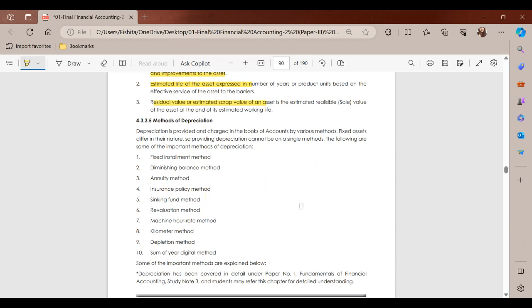जो आपके पास मेथड्स हैं उसमें some of the important methods of depreciation following are: फिक्स इंस्टॉलमेंट, इंस्टॉलमेंट अमाउंट फिक्स रहती है, the installment amount is fixed, this is known as SLM method, स्ट्रेट लाइन और फिक्स इंस्टॉलमेंट. डिमिनिशिंग बैलेंस, this is WDV.